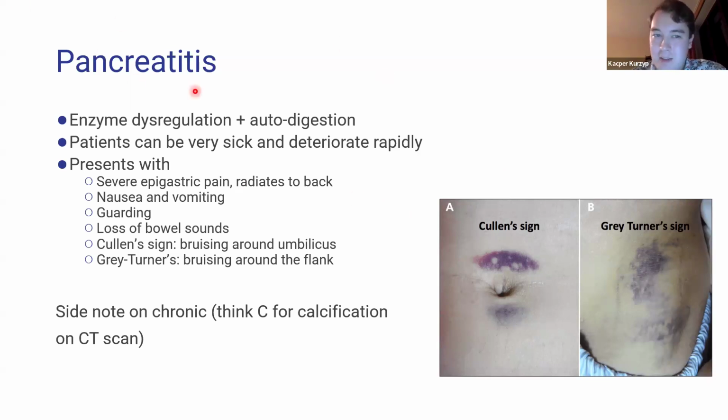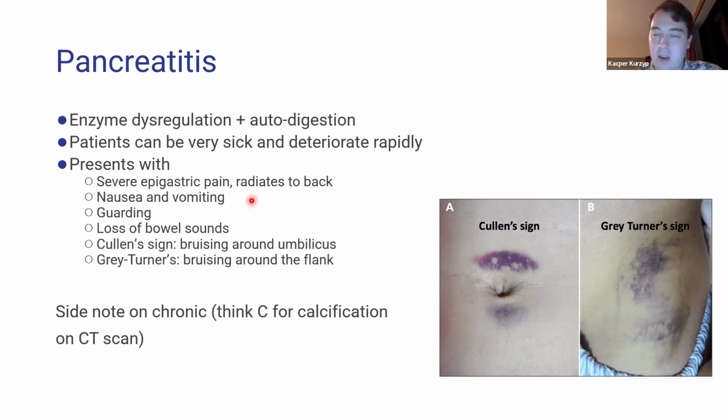Now, pancreatitis. There is an element of enzyme dysregulation and autodigestion. As they say in Grey's Anatomy, I think, don't mess with the pancreas, and they mean it. You poke it wrong, and it releases enzymes. What those enzymes are? Digestive enzymes. And it starts digesting itself. And you have a whole load of trouble on your hands. The patients tend to be very sick, they deteriorate rapidly, and as we've just said, they present with severe epigastric pain. It tends to radiate to the back.